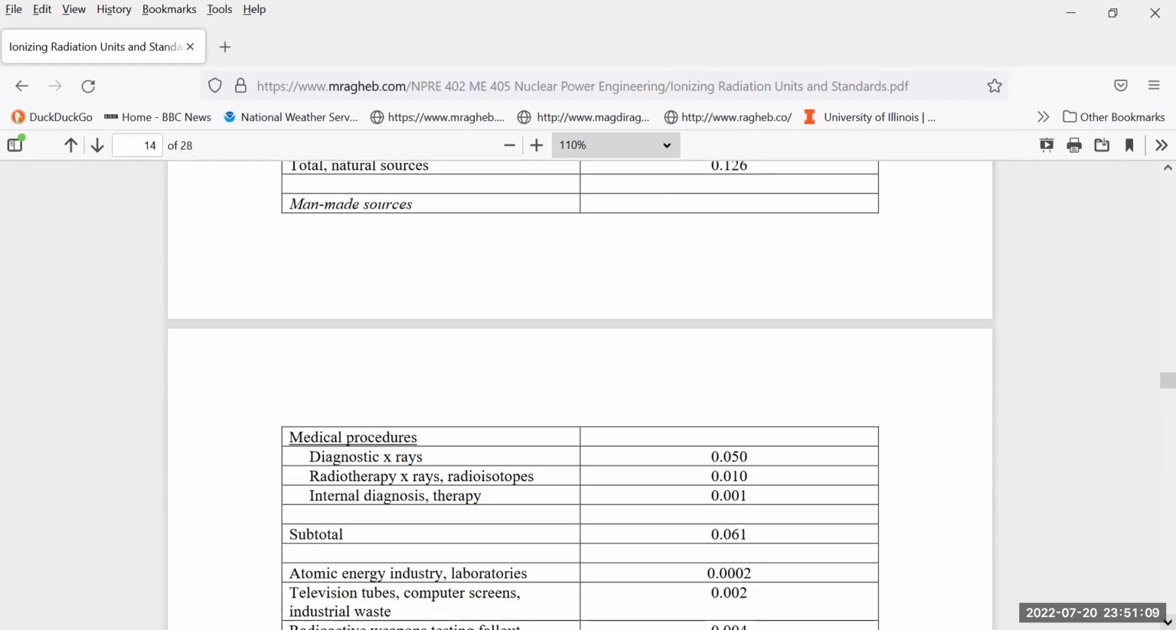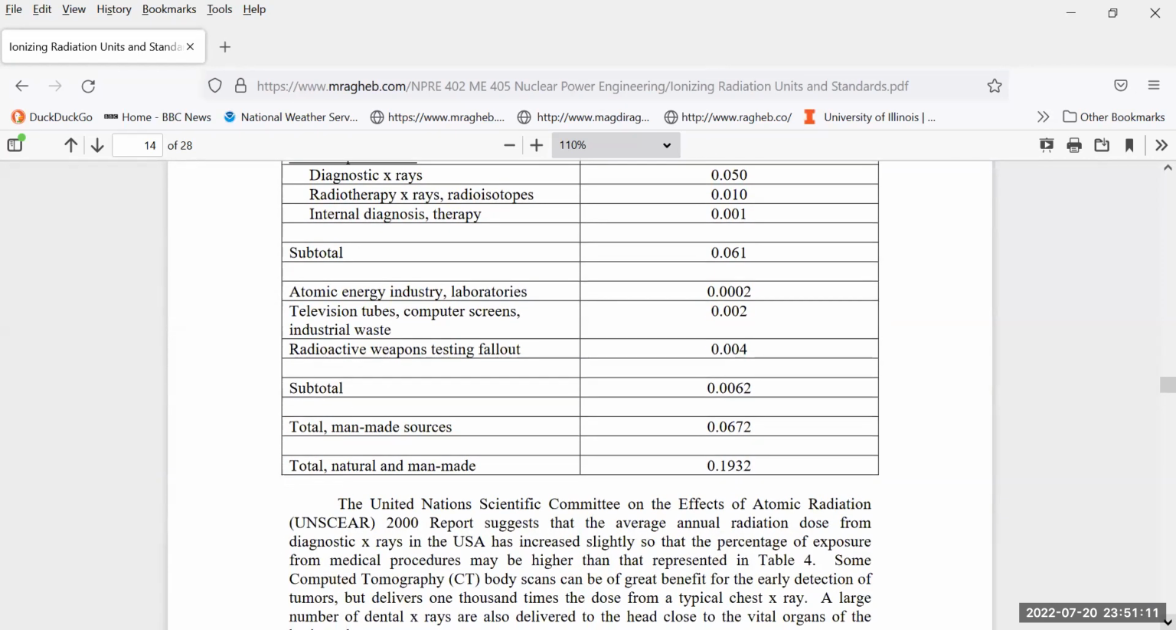If you think about the atomic industries, the generation of nuclear power in industry, laboratories, in universities, and so on, the amount of radiation that we get, or dose of radiation, is 0.2 milliramp per person per year. Watching television, computer screens, industrial waste gives us 2 milliramp per person per year.